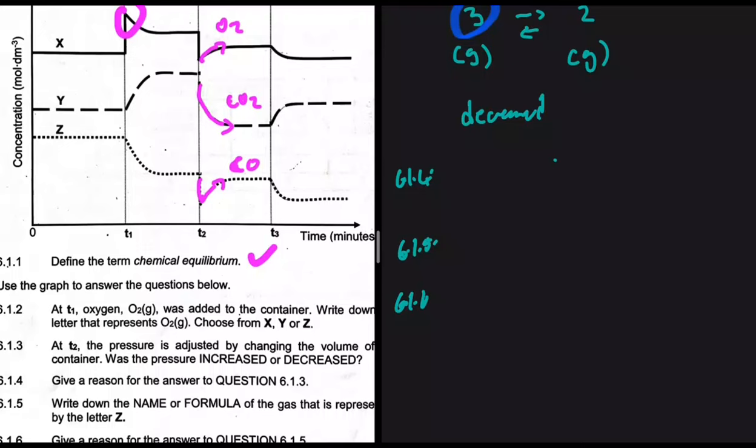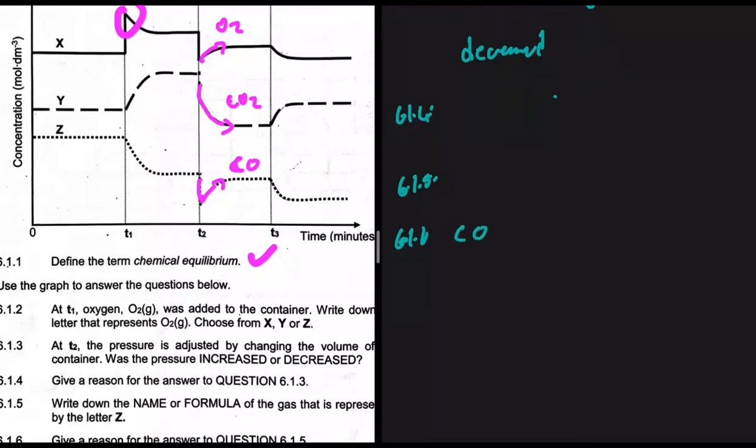We can see that when the pressure was decreased, the concentration of the reactants goes up, right? And we can see that the concentration of X went up, which we know to be oxygen gas, and the concentration of Z went up. It has to be carbon monoxide because that's the other reactant that we have. So write down the name or formula of letter Z, CO, carbon monoxide. You have the freedom of choice there. So that is 6.1.6.